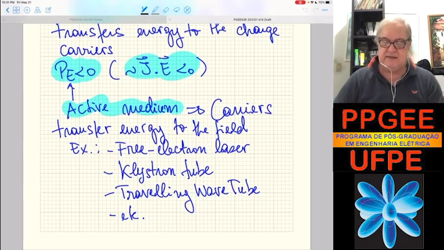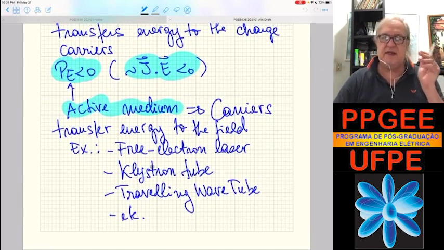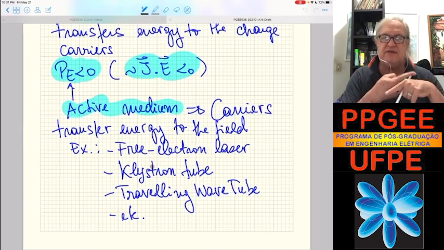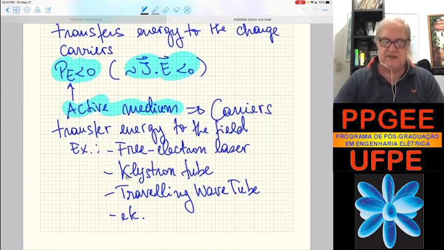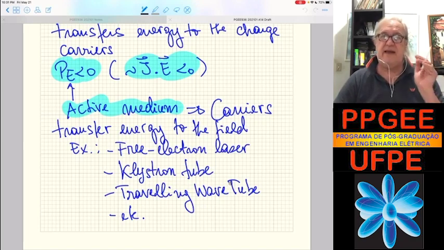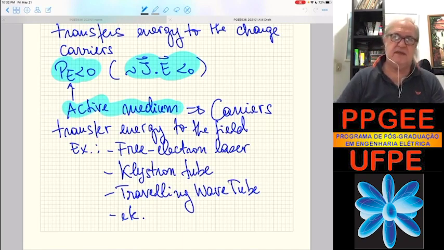And also other things you can envision, right? You can have a free electron laser operating on that artificial condition in which J and E are in opposite directions. So I have J dot E negative. I have the Klystron tube, which is an oscillator, a microwave oscillator. Traveling wave tube, which is an amplifier that works on the same principle. Okay, so passive medium, J dot E mostly positive. Active medium or active media, J dot E mostly negative.